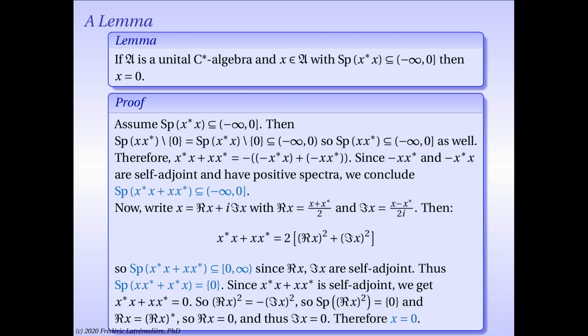And what does that tell me? Well, I know that the spectrum of the square of the real part of x must be a subset of the positive half-line, because it's the square of a self-adjoint element. I know the same thing about the square of the imaginary part of x, therefore minus the square of the imaginary part of x must have negative spectrum. And so again, the spectrum of the square of the real part of x ends up having to be the singleton 0. And again, because the real part of x is a self-adjoint element, this forces the real part of x to be 0.